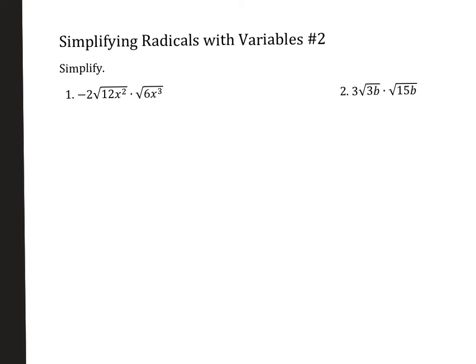Everybody, today we are doing simplifying radicals with variables, number 2, or day 2. So to begin, we are multiplying some radicals together. Thinking about what we have talked about before, we can multiply the numbers that are sitting in front of the radical, and we can multiply together the numbers that are on the inside of the radical. So the very first number, let's look at -2.